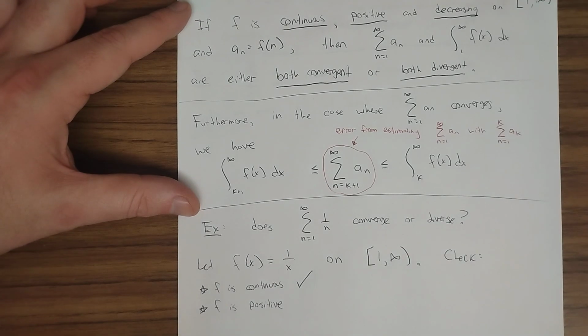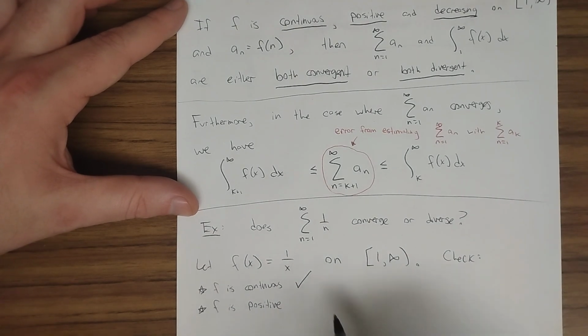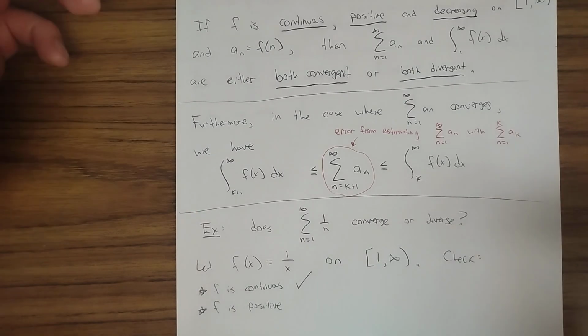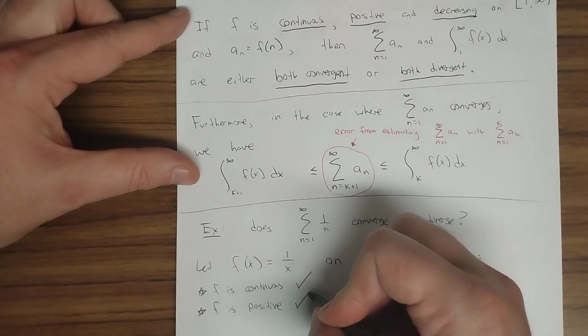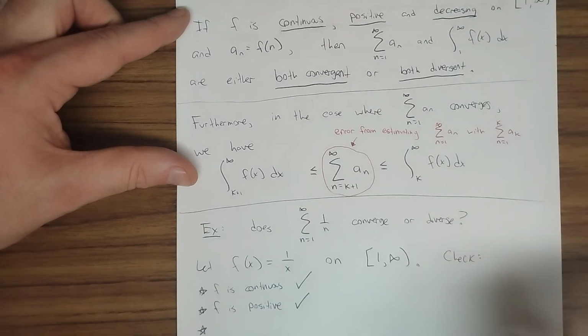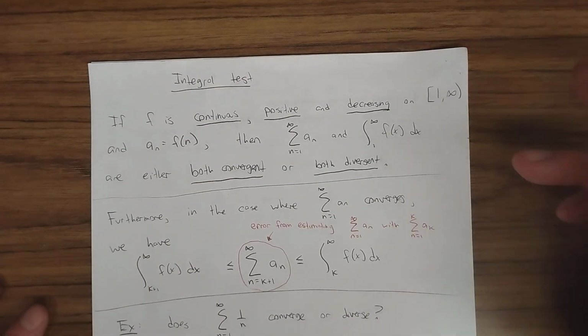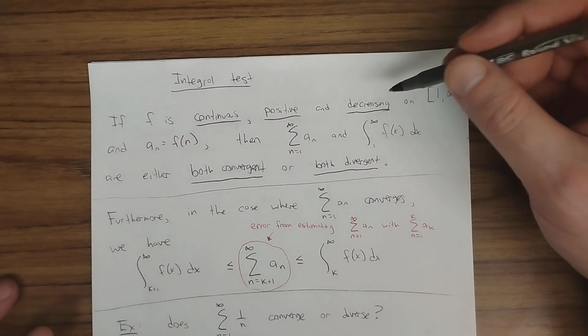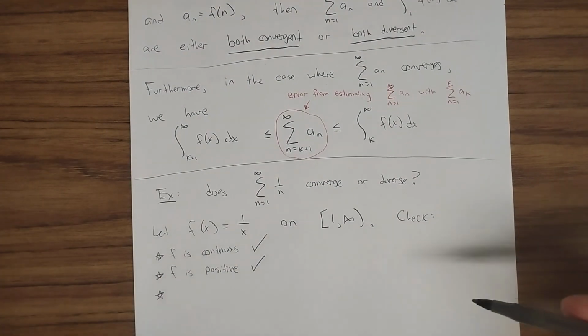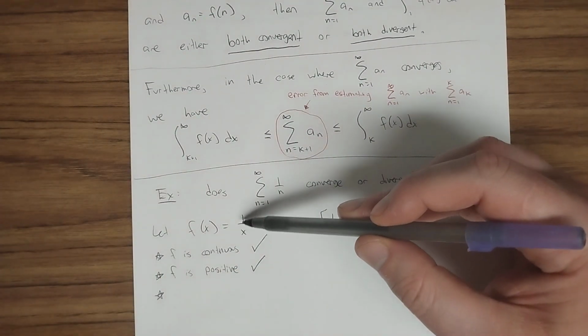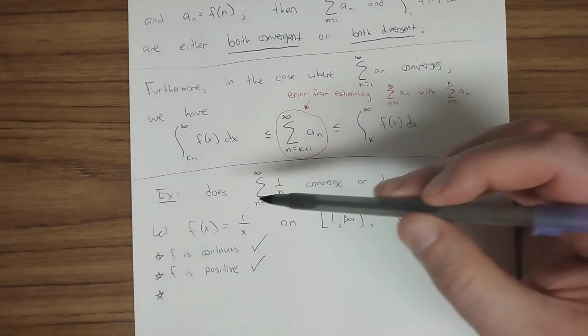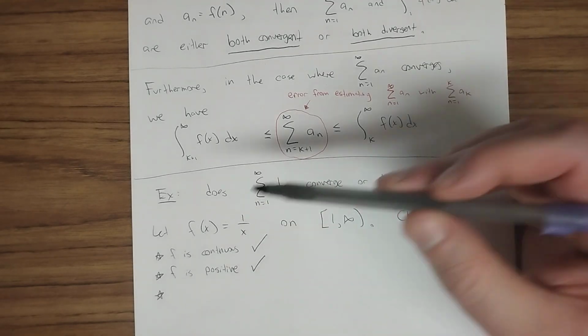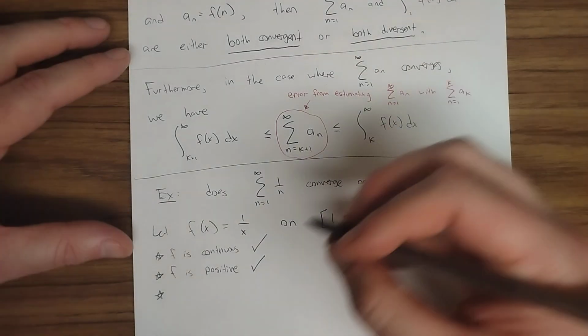The next thing to check is that f is positive. Well, x could be a negative number, but not on the interval that we're interested in. So for the interval we're interested in, x is always a positive number, so 1 over x is also going to be a positive number. Okay, so we thought about it, and it's fine. And decreasing. It is going to be decreasing, basically because if I make the bottom of the fraction a larger number, that makes the fraction a smaller number.